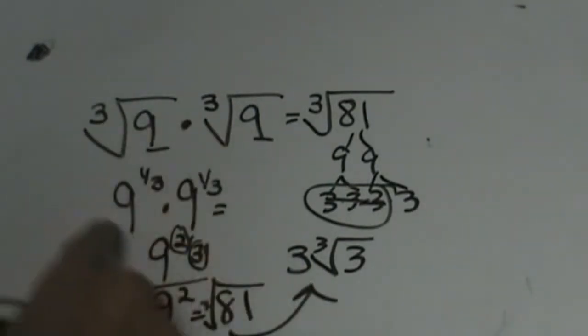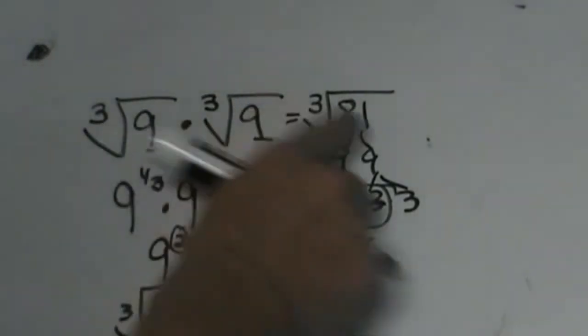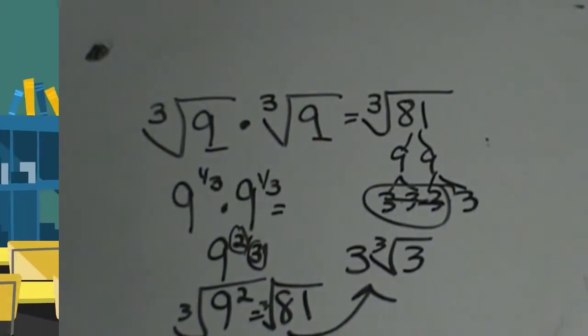So just the exponential or the rational way to look at it, or the square root way to look at it. I want you to be able to see both.